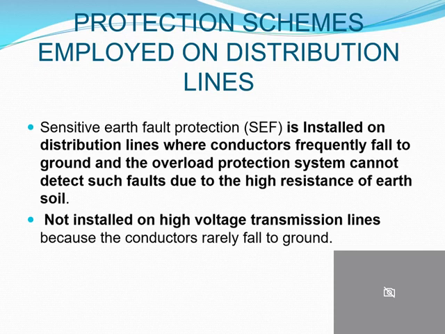Then on your distribution lines, what we put instead of your auto-reclose is what we call the sensitive earth fault protection, SEF in short. And this we install where conductors frequently fall to the ground, and the overload protection system is unable to detect that due to the high resistance that the earth soil will have. So they install that in there so that once a conductor is down, is on the ground, then that line can be switched off, and if you step over it, or a child or an animal does, they do not get hurt or killed.